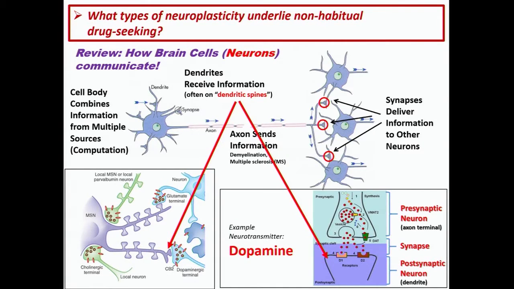Another thing is, I said up here that these dendrites often receive information onto these things called dendritic spines. So here's an example of a synapse, one cell type here, another cell type here. These spines, which I'll show you some images of, are these little protrusions that come out and sort of search for input and actually receive the neurotransmitter. Okay? Does this all make sense?